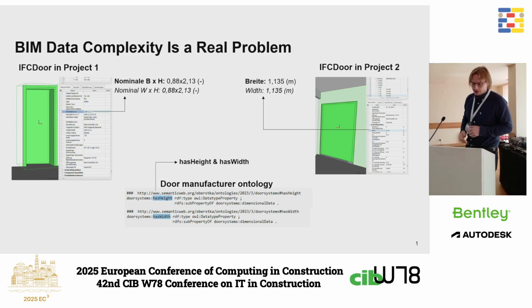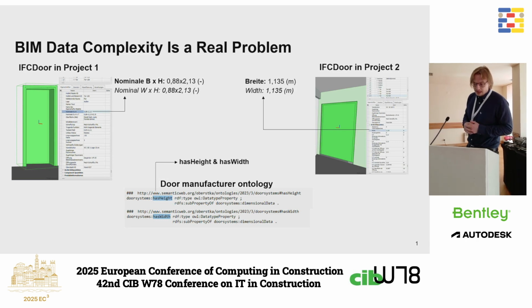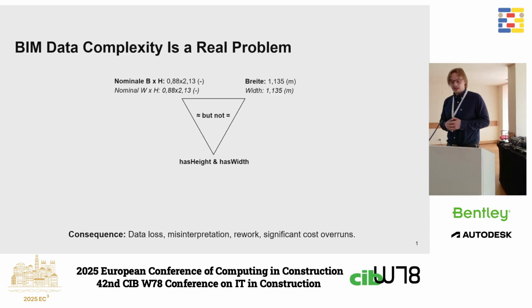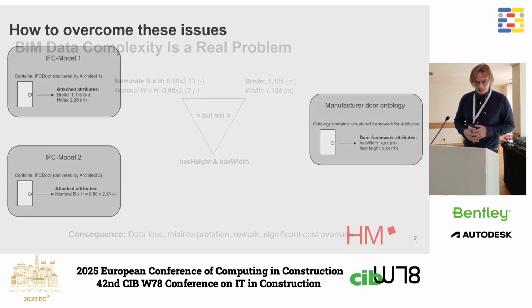And that's where ontologies come into play, with clear standardized terms like has width and has height to create order out of data confusion for product manufacturers. But the core problem remains. The same information is repeated again and again, but phrased very differently. And the result of that is double work, manual post-processing, and lack of data quality.